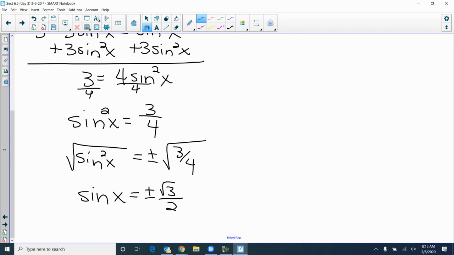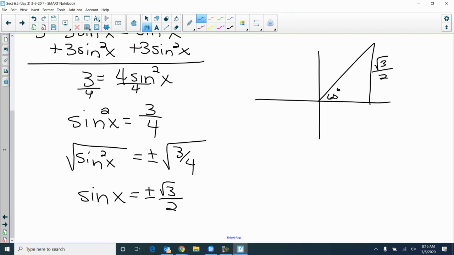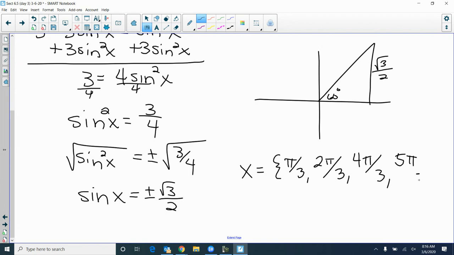So you're thinking of the square root of 3 over 2. If you're thinking in quadrant 1, the reference angle has to be 60 degrees, which is pi over 3. Two pi over 3. What else do we get? 4 pi over 3. And then 5 pi over 3.